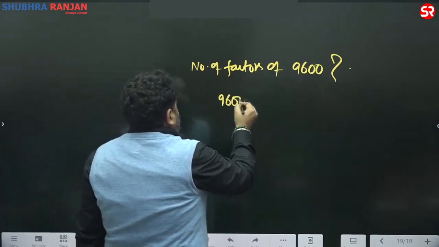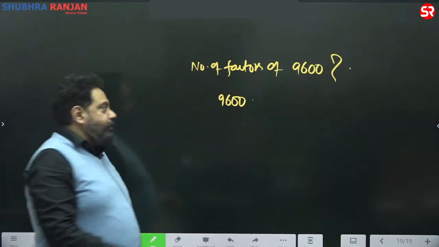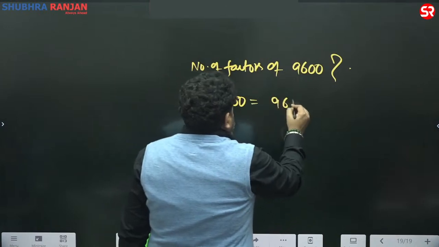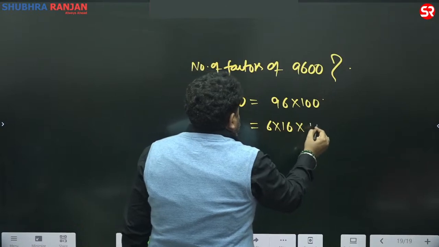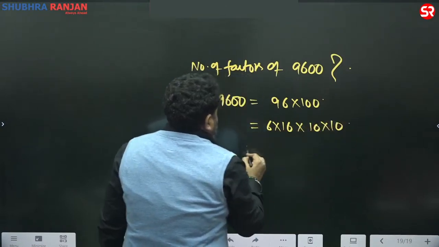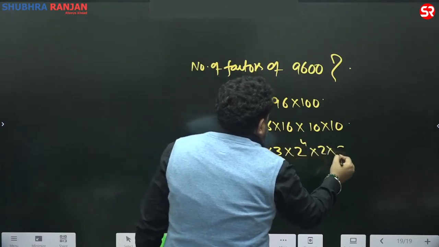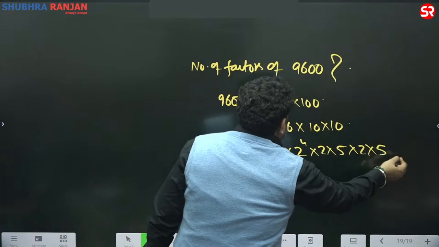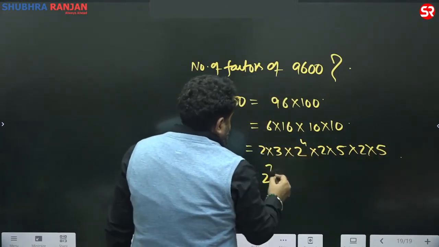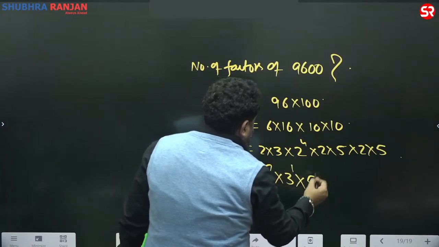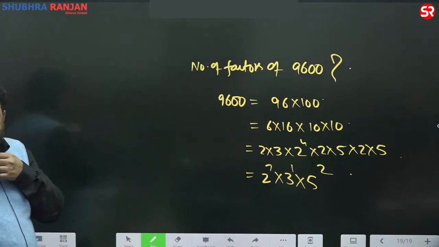9600. Every number cannot be factorized by inspection only. Zaruri nahi, it is not possible. So it is 96 into 100. 96 is 6 into 16. 100 is 10 squared. So it is 2 into 3 into 2 to the power 4 into 2 into 5 into 2 into 5. So it is 2 की पावर 7, 3 की पावर 1, 5 की पावर 2.